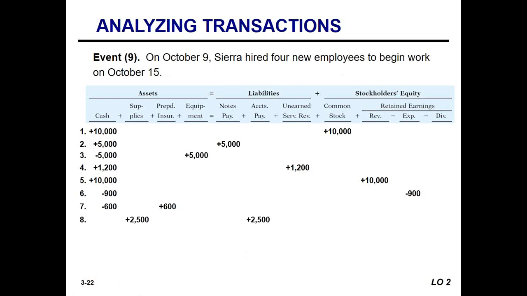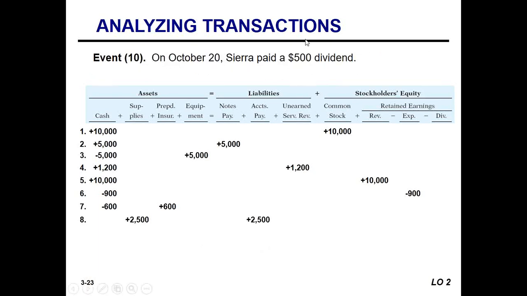Then we hired 4 new employees to start work on the 15th. What do I do with that? I don't do anything except send them to HR and let them fill out their paperwork. Until I actually create a paycheck for them, there is nothing in the accounting records that I need to take care of. And then we paid a dividend. Okay, we reduced our cash and we reduced retained earnings.